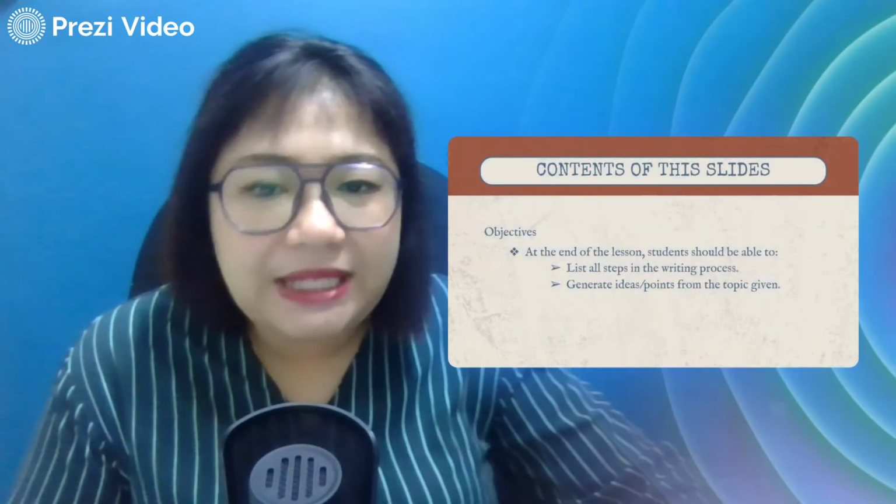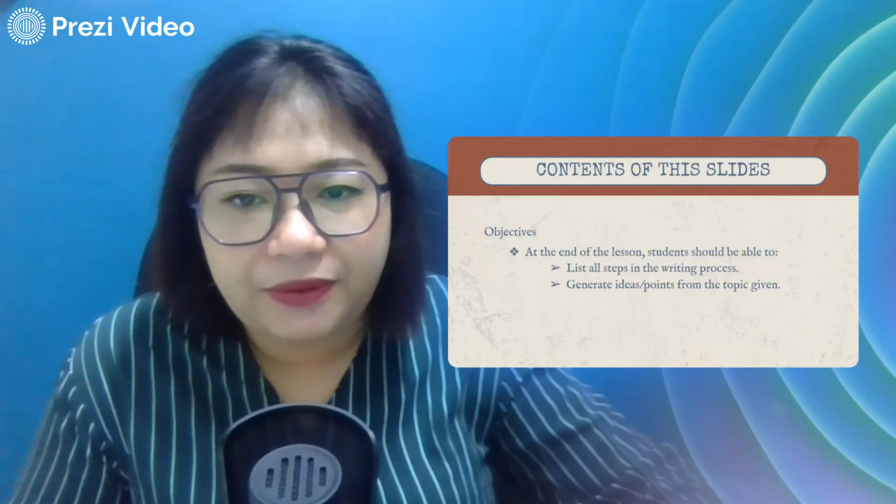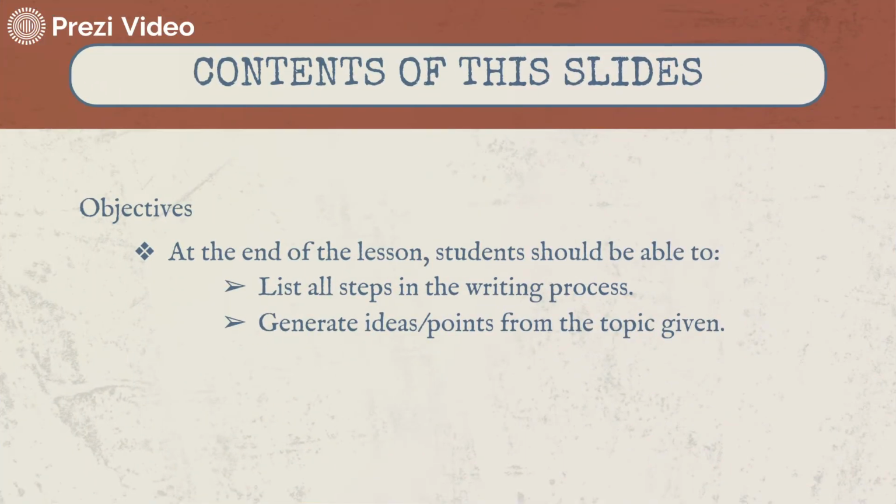Okay, so in this chapter, I have listed two objectives, right? The first one is, at the end of the lesson, students should be able to, number one, list all steps in the writing process. For this particular topic, I have listed six writing process steps. And number two, generate ideas and points from the topic given.